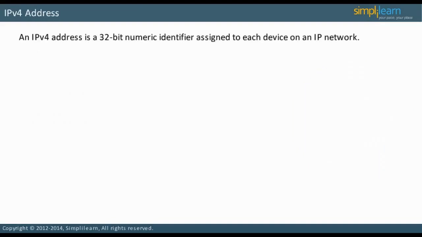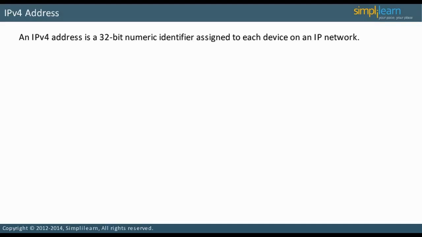Let us begin with an introduction to IPv4 addressing. An IPv4 address, hereafter called an IP address, is a 32-bit numeric identifier assigned to each device on an IP network. It is assigned in software and has no relation to the underlying hardware. The format is dotted decimal. It consists of 4 numbers separated by periods, dots. For example, 192.164.2.1 is a valid IPv4 address.